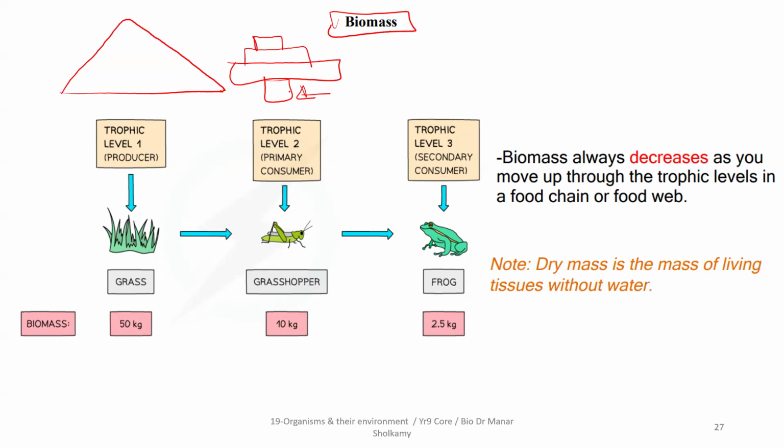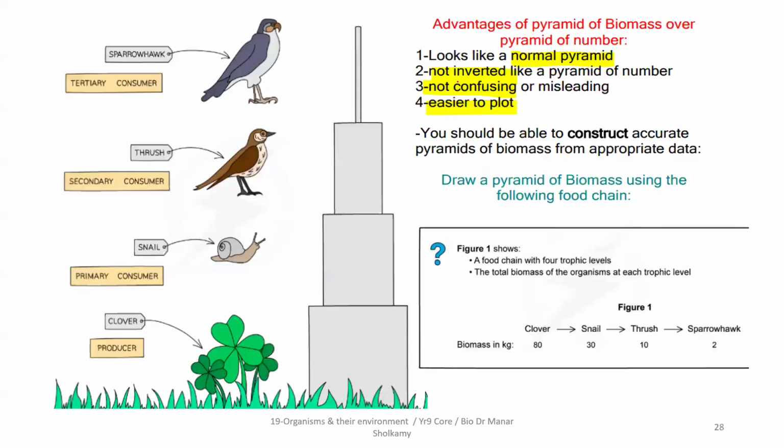From the name, the pyramid of biomass is a pyramid that represents the total mass of the organisms that are living or that had just died. The pyramid of biomass is a traditional pyramid. It is wide at the base and then it narrows down because the total mass of the organisms decreases as we move up the food chain.